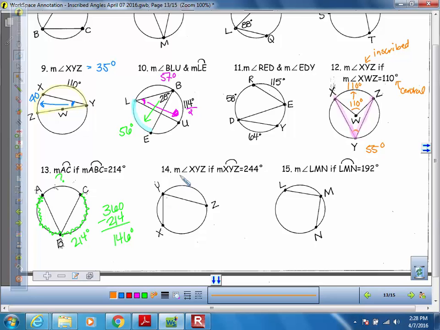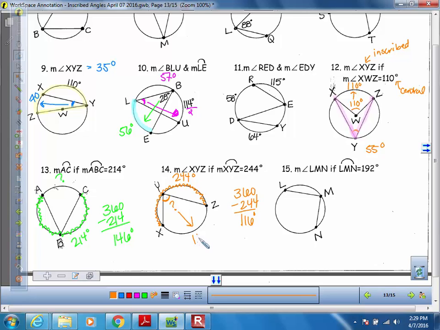Okay. Then in 14, they want us to find XYZ. So I'm looking for this angle here, and they give me arc measure XYZ. So if I go from X to Y all the way around to Z, that is going to be 244. So the only way I can find this measure is if I know the arc measure across from it. So how do I find the missing arc measure? Subtract from 360. So we do 360 minus 244, and that gives us 116.